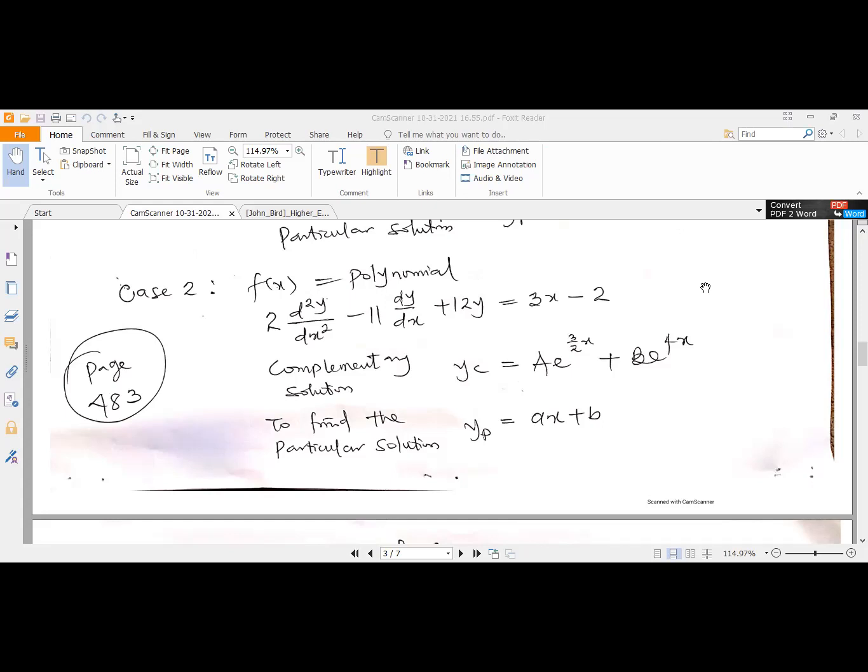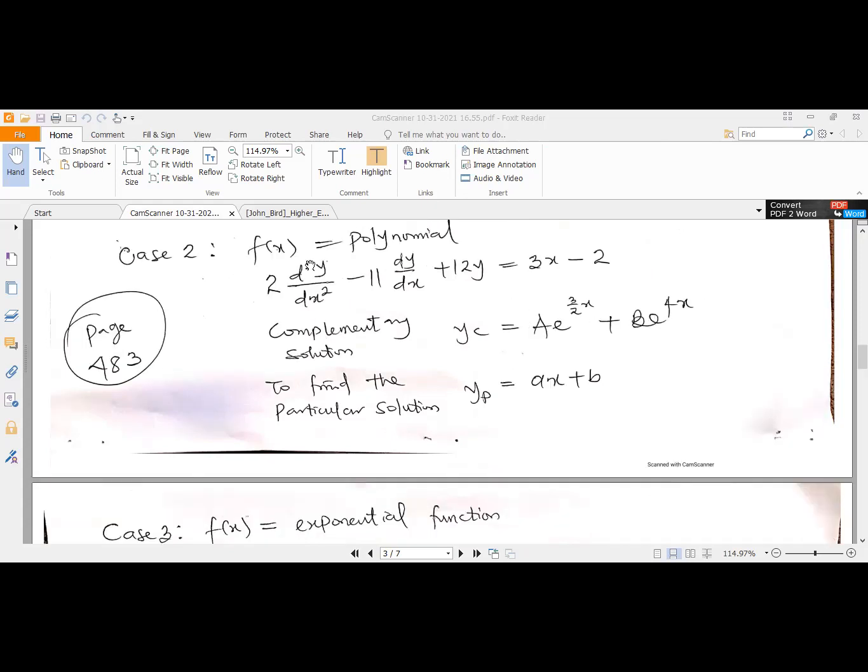Now, look at this very well. In this case, we have the differential equation 2 d squared y over dx squared minus 11 dy/dx plus 12y equals 3x minus 2. Let's first of all consider the complementary part. To consider the complementary part, we force f of x to be 0. So in that case, we assume the solution, then we get our complementary solution to be a exponential 3/2 x plus b exponential 4x.